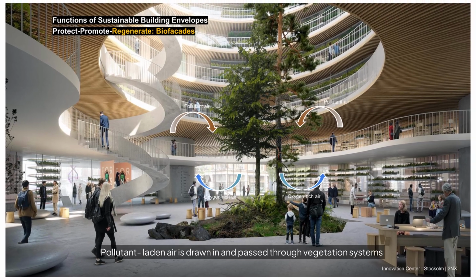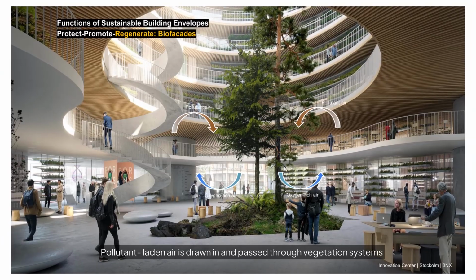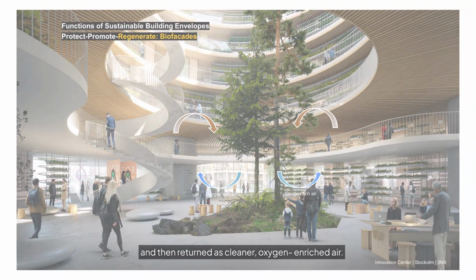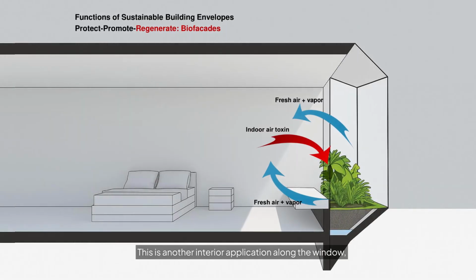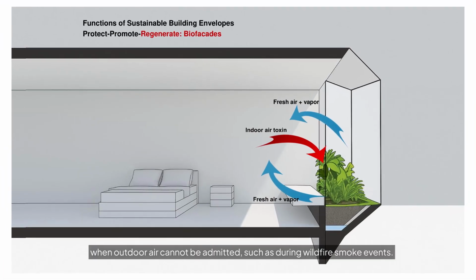Pollutant-laden air is drawn in and passed through vegetation systems and then returned as cleaner, oxygen-enriched air. This is another interior application along the window, where a soil-based vegetation system filters air toxins and provides clean air. The clean air filtration helps maintain healthier indoor environments and reduces reliance on ventilation systems to bring in outdoor air as fresh air. This concept becomes especially important when outdoor air cannot be admitted, such as during wildfire smoke events.